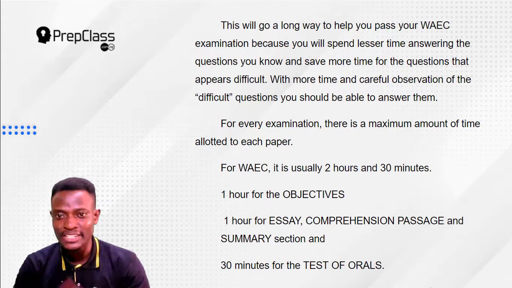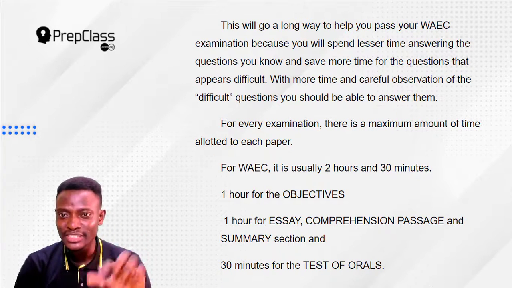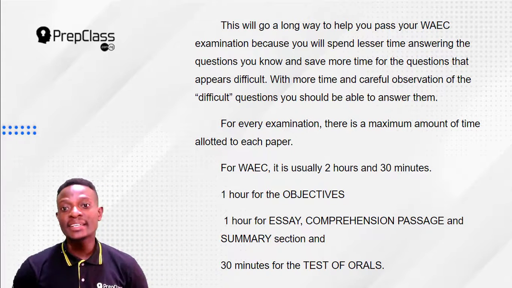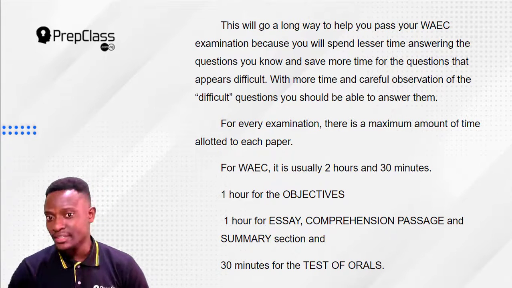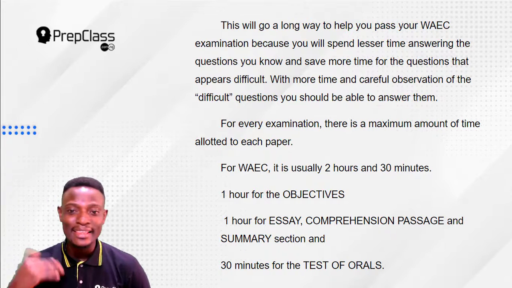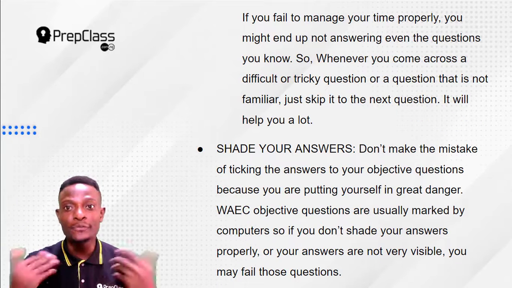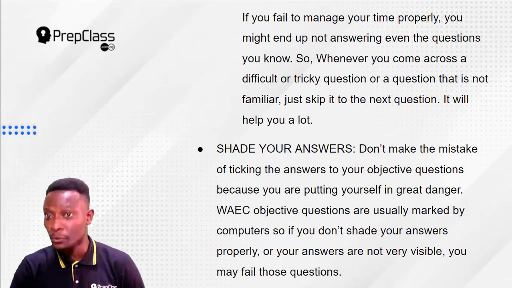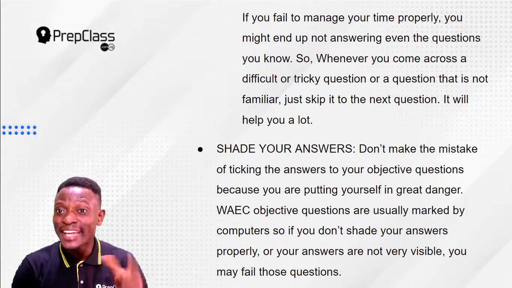For every examination, there is a maximum amount of time allotted to each paper. For WAEC, it is usually 2 hours and 30 minutes. 1 hour for the objectives, 1 hour for essay, comprehension passage and summary section, and 30 minutes for the test of orals. Now, if you fail to manage your time properly, you might end up not answering even the questions you know.